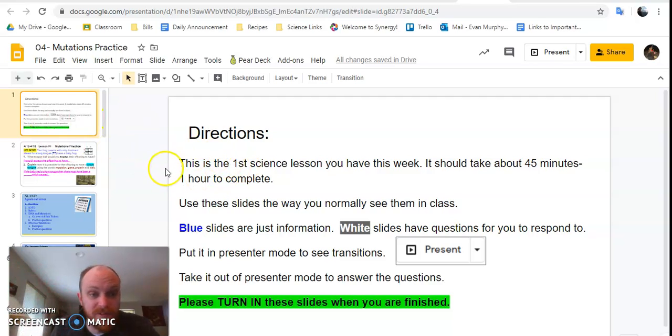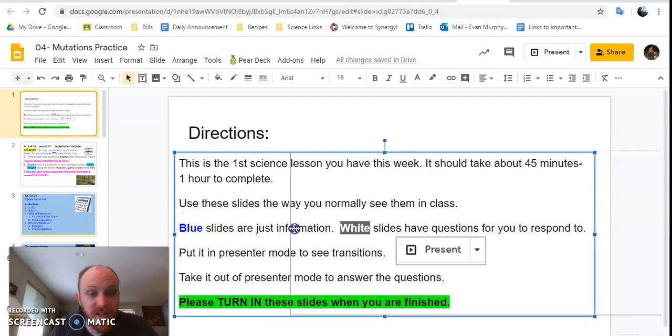As you can see, if you open up this first slide, this lesson is called O4 Mutations Practice. You can find it in Google Classroom. Blue slides are information. White slides have questions that you need to respond to. If you want to see the transitions, go ahead and put it in presenter mode up here. You can always take it out of presenter mode to answer. And do not forget to turn these in so your teachers can see them.